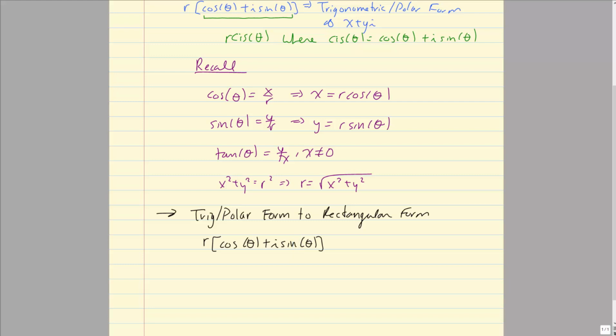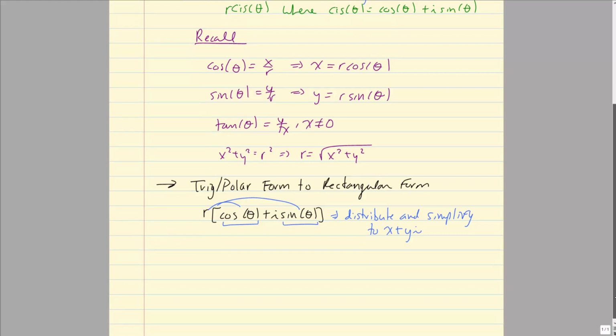So basically what I do is I find the cosine and I find the sine of whatever angle is given, and I distribute the r and simplify, until we get it into the form x plus yi. So that's the easier of the two.